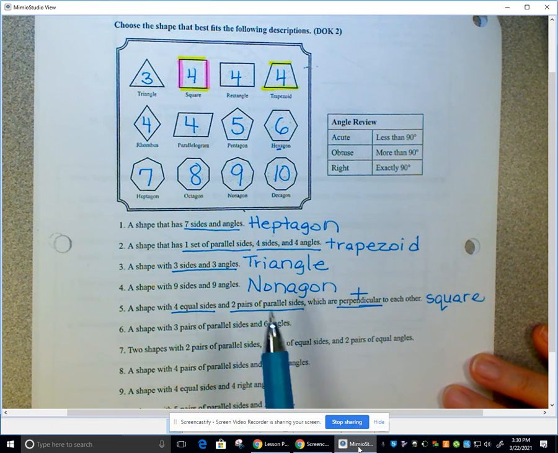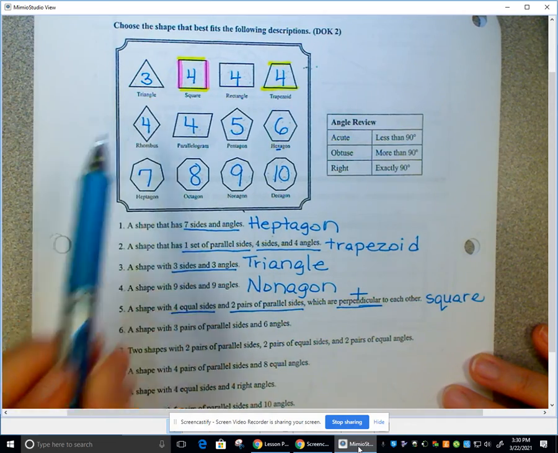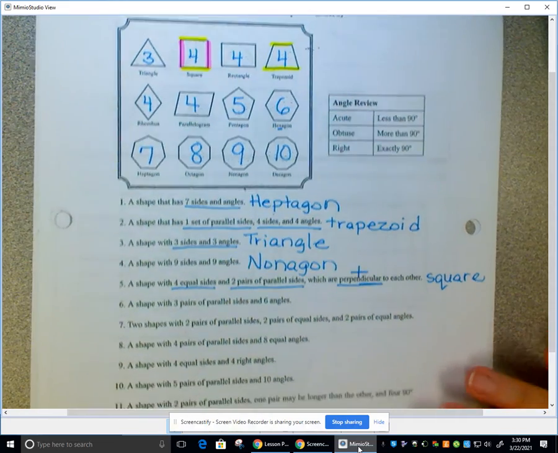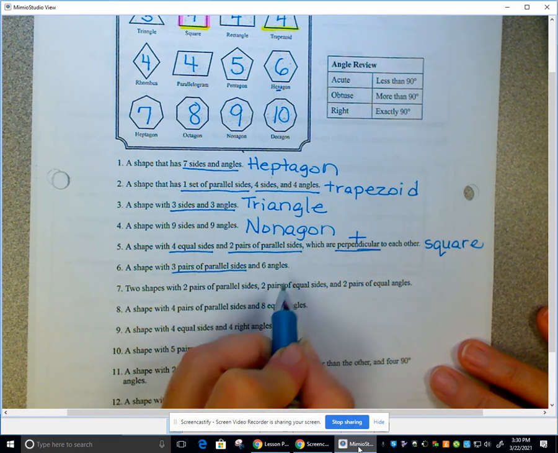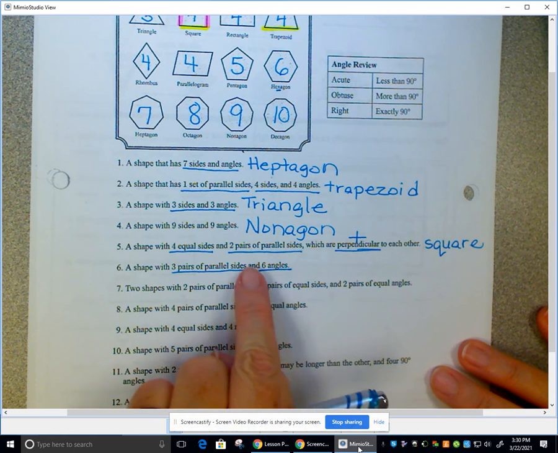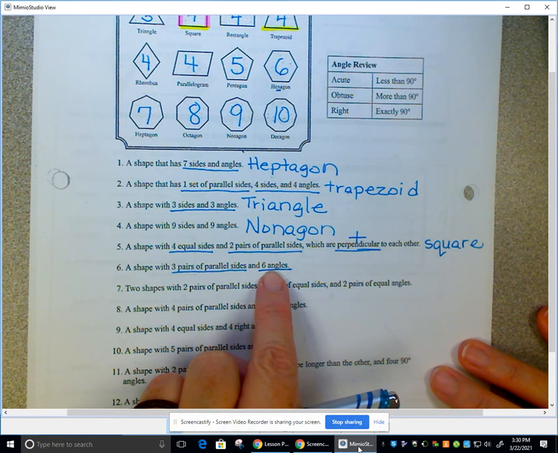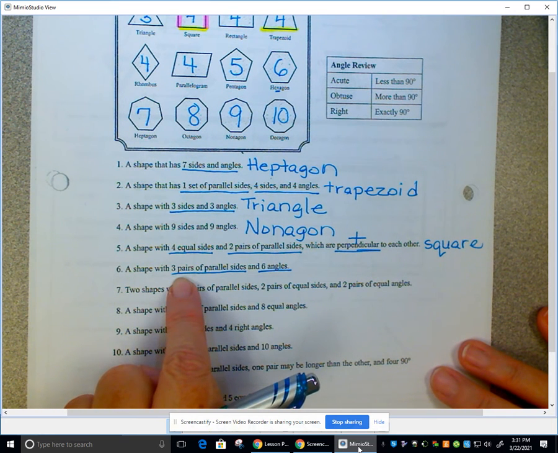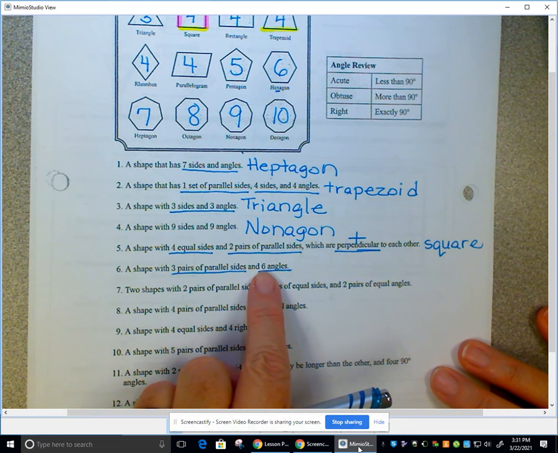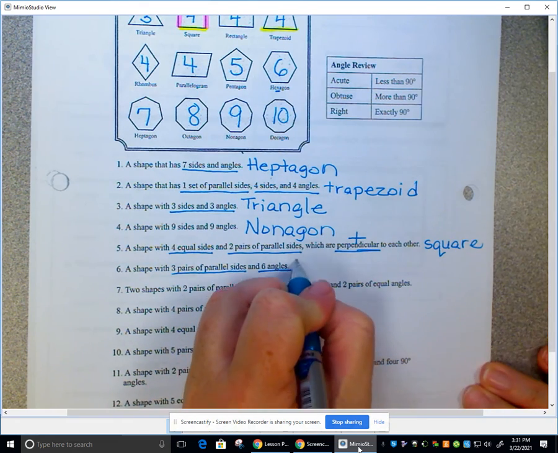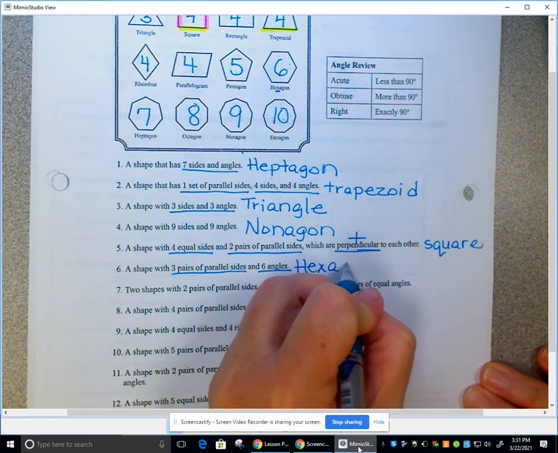Then we see perpendicular, which means they form right angles. The rhombus doesn't do that, so it's got to be the square. Number 6, a shape with 3 pairs of parallel sides and 6 angles. There's my clue. If it's got 6 angles, it's going to have 6 sides, which would be 3 pairs, wouldn't it? Because 3 pair would be 6, 2, 2, and 2. So that's definitely your hexagon. Hexagon.